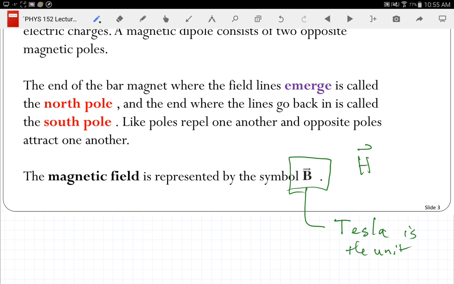There is another common unit that is used for magnetic field, that's the Gauss. And a Gauss is just 1/10,000th of a Tesla. So 1 Gauss equals 10 to the minus 4 Tesla. I think it's capital G for Gauss. G-A-U-S-S, like Gauss's law. So those are the units that we use. The Gauss is not the standard SI unit. The Tesla is the standard SI unit.